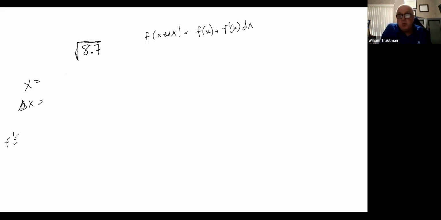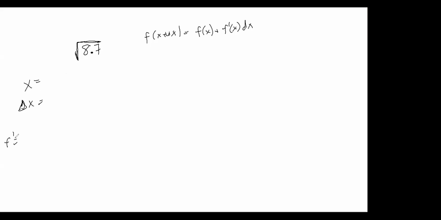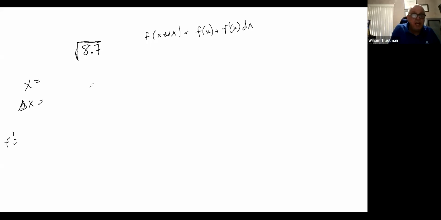So can somebody tell me what x equals? 9. We're doing regular square roots now. Is it 9? Yeah. The square root of 9 equals 3. And so the difference between 9 and 8.7, remember when I add these two up, it has to equal 8.7. So I get a negative 0.3 here. My change of x: 9 minus 0.3 is 8.7. So there we go.